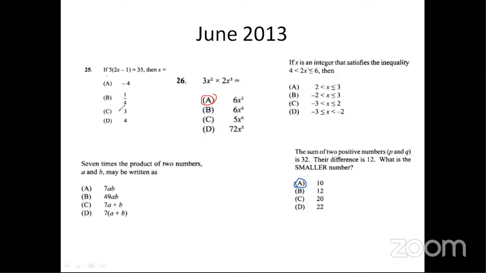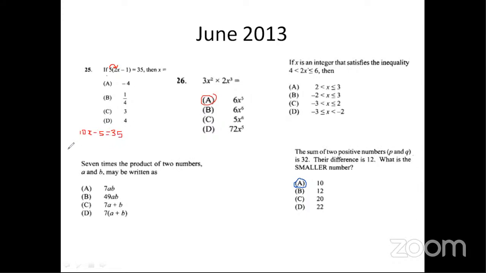All right, so we're going through the other questions. Back at 25, removing brackets again. 5 multiplied by 2x gives us 10x. 10x minus 1, and then 5 multiplied by -1 is -5. So we have 10x minus 5 equals 35.